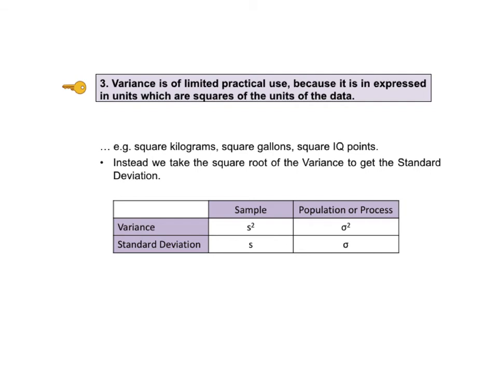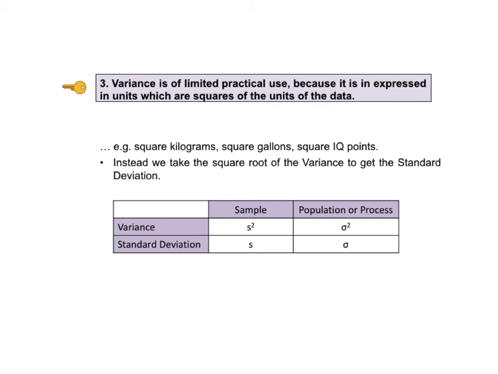Key to Understanding number 3 says, variance is of limited practical use because it is expressed in units which are squares of the units of the data. Now that would give us such fantasies as square kilograms, square gallons, or square IQ points. To avoid this, we take the square root of the variance, and that gives us the standard deviation.